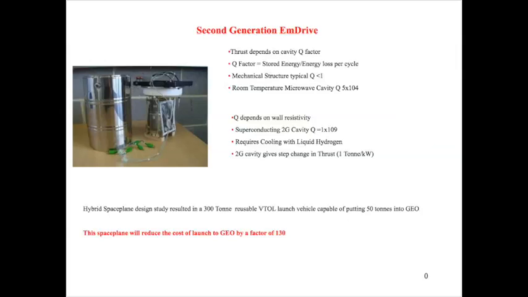Now this 2G cavity with a vastly increased value of Q gives a step change in the thrust, and the sort of target that we look for goes up from, if you like, a few grams per kilowatt to a ton per kilowatt. So this then means that you have a propulsion system with a significant thrust to power ratio, one that can be used for all sorts of applications.